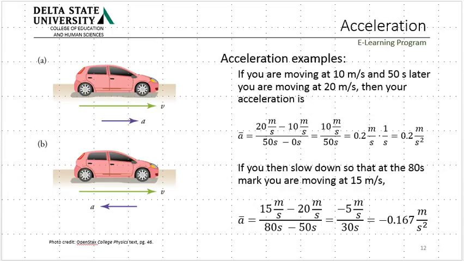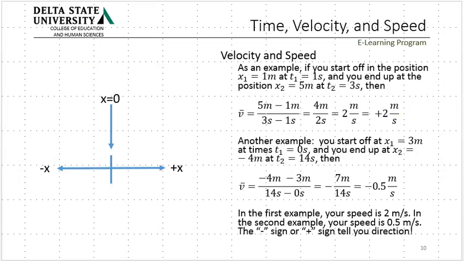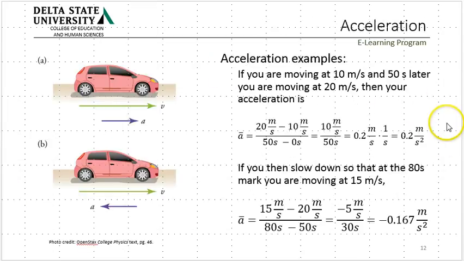If we look at examples, right? Moving 10 meters per second, and 50 seconds later you're moving 20 meters per second, then 10 meters per second over 50 seconds is the difference there. So our acceleration is 0.2 meters per second squared. Here, make sure you pay attention to the units for acceleration. Meters per second squared. Units for velocity, meters per second. Units for acceleration, meters per second squared. Units for position, meters.